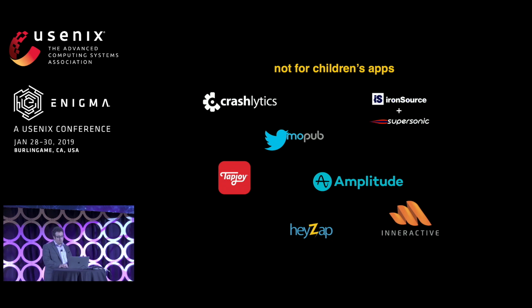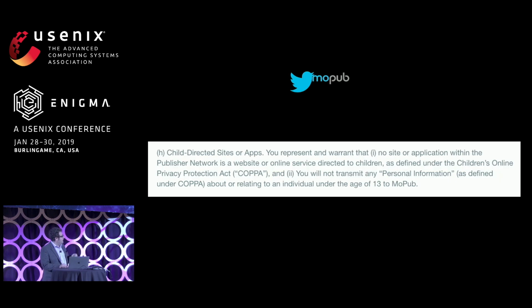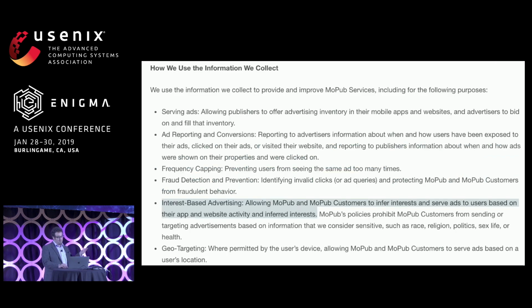So looking at some of these services, to their credit, they have terms of service geared towards developers that say, don't use this code in children's apps. Here's an example, MoPub, which is an advertising network owned by Twitter. It says that you will not transmit any personal information, as defined under COPPA, about or relating to an individual under the age of 13 to MoPub. Reading these terms of service, you might wonder why they have this clause there. You read the privacy policy, and it's because they're using that data for behavioral advertising, which, if done in children's apps, would violate federal law.